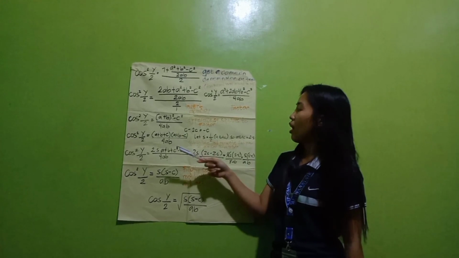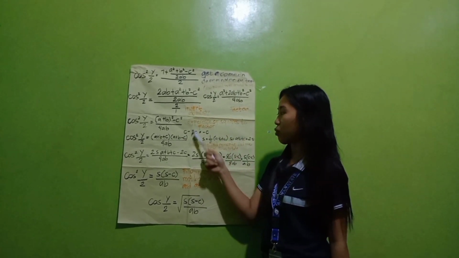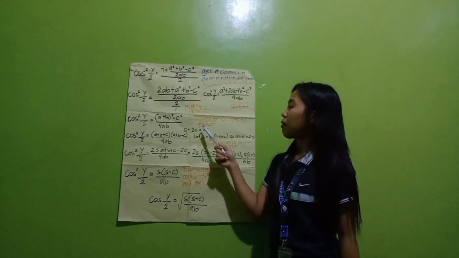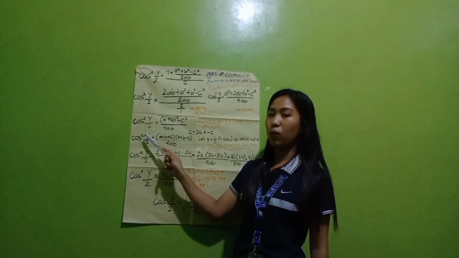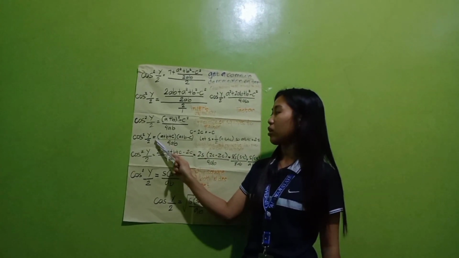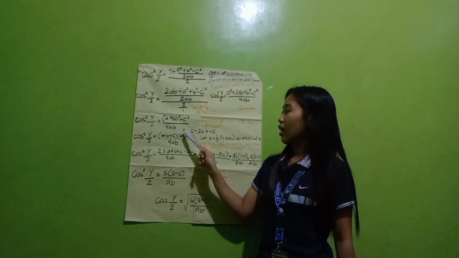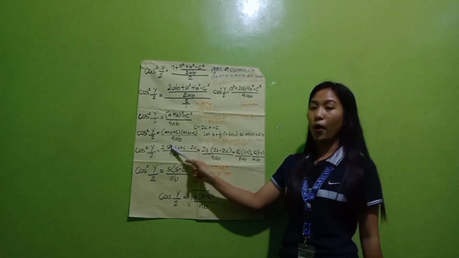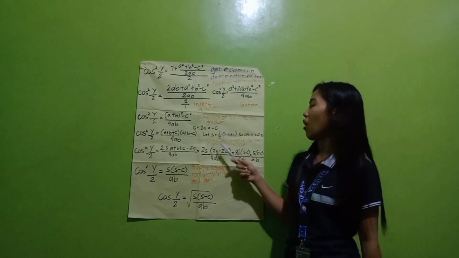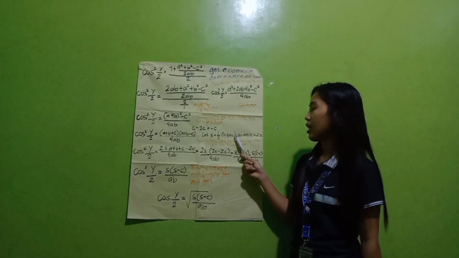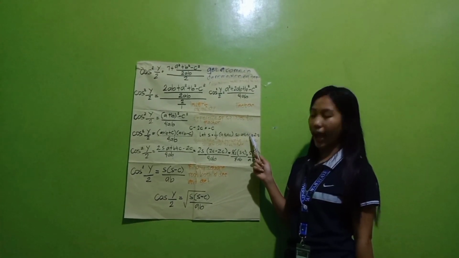Using the difference of squares, cosine squared gamma over 2 is equal to the quantity (a plus b plus c) times the quantity (a plus b minus c) over 4ab. So, let s be 1/2 the quantity of a plus b plus c. So a plus b plus c is equal to 2s.